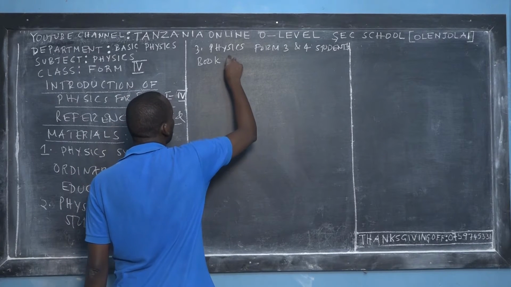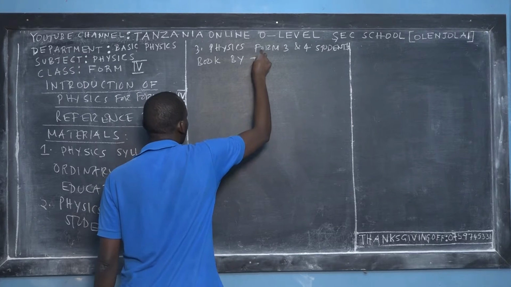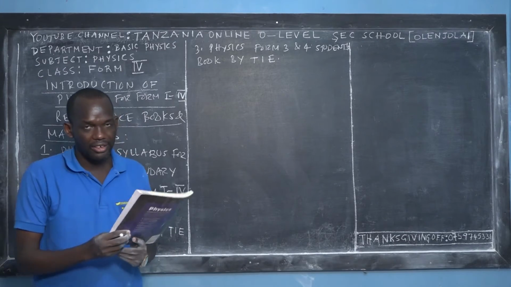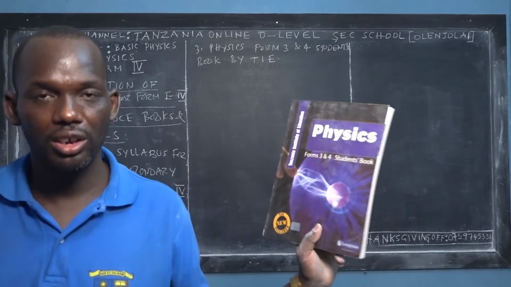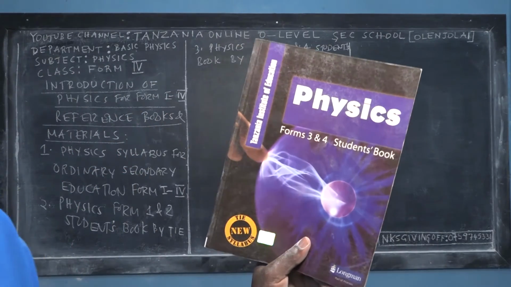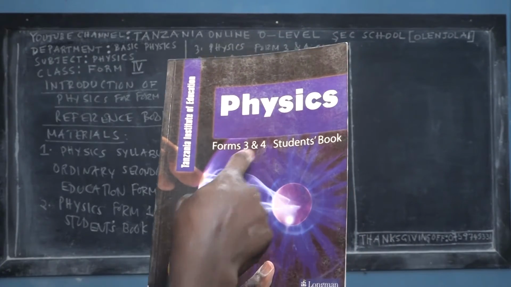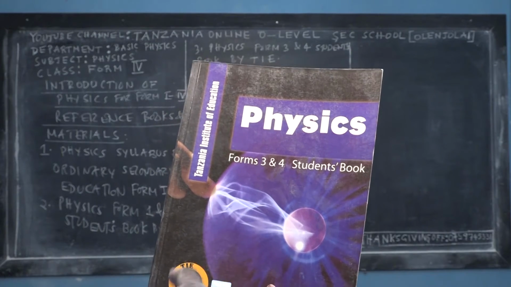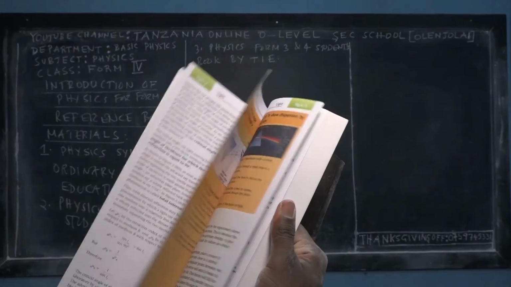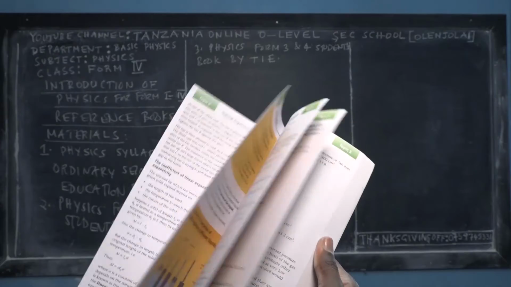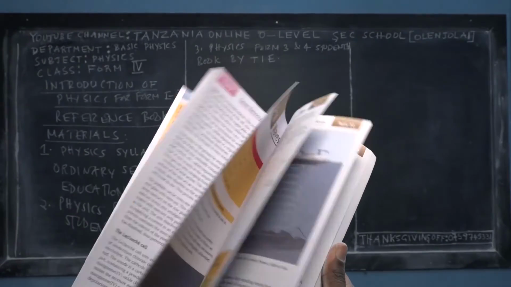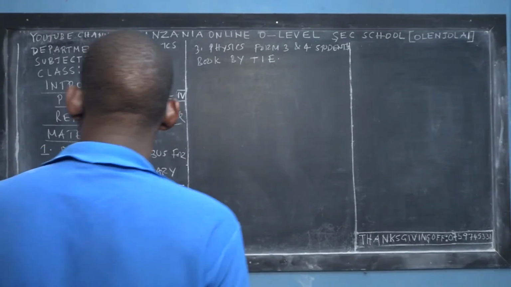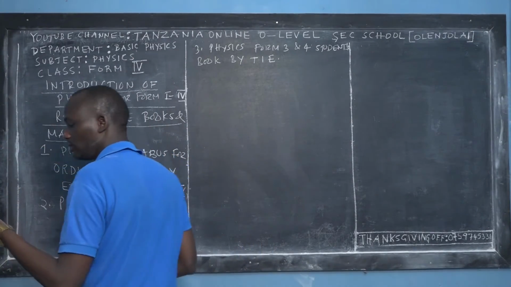Book by what? By Tanzania Institute of Education. This is the author. So this now is a huge book, and the physics book used for Form 1 to Form 4. The author is Tanzania Institute of Education, and this book contains all the topics called the syllabus of the United Republic of Tanzania for Form 3 and Form 4. So it's a beautiful, fantastic book. So make sure that you have it.